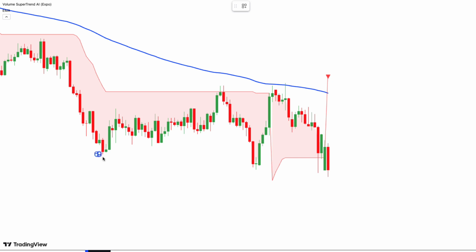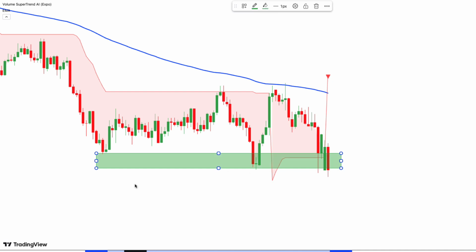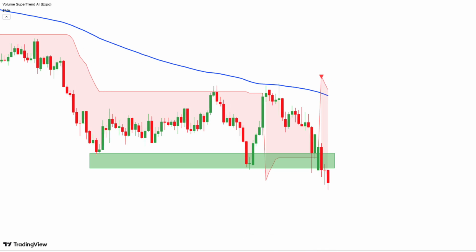Lastly, as an additional confirmation, we want to make sure that there is a support level present and that support level should not be too far from the candle where the red arrow was printed. In this particular example, we can see that there is this support level right here and the price bounced from it 2 times. This is going to increase the probability of the price heading in the direction of our trade once it breaks and closes below it.